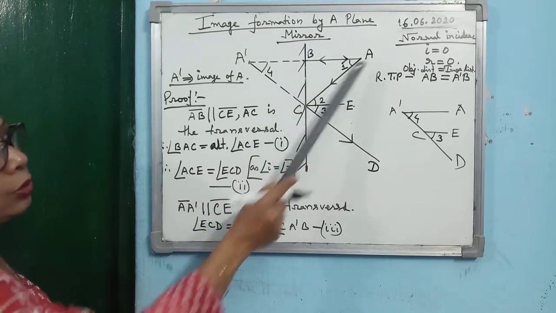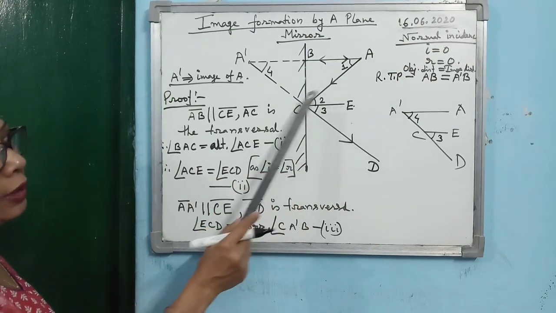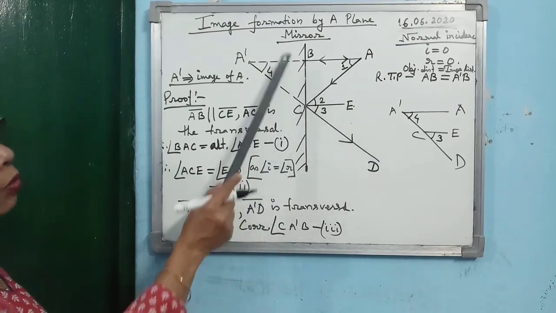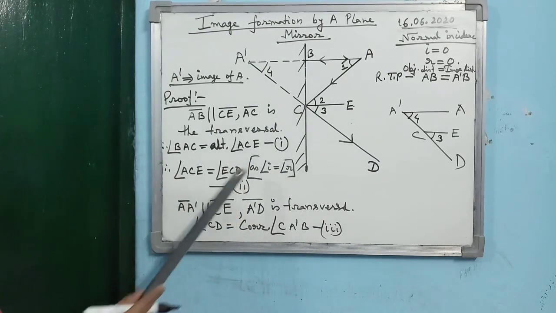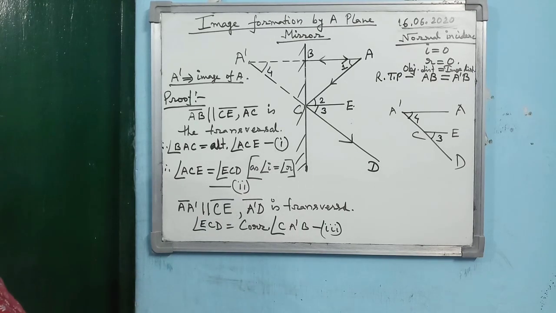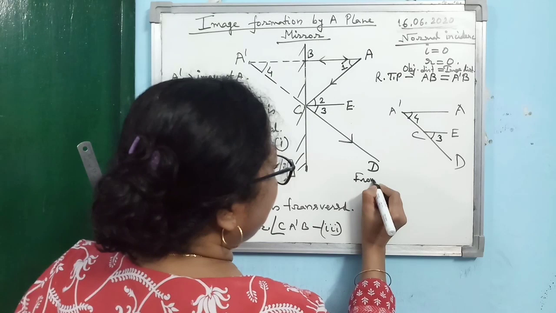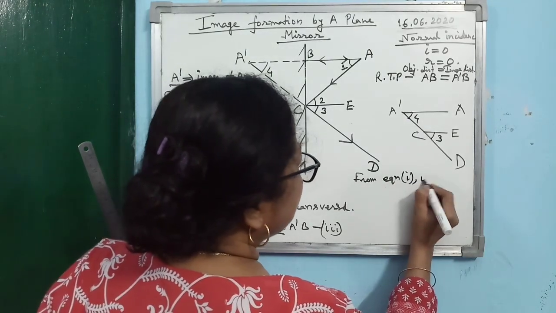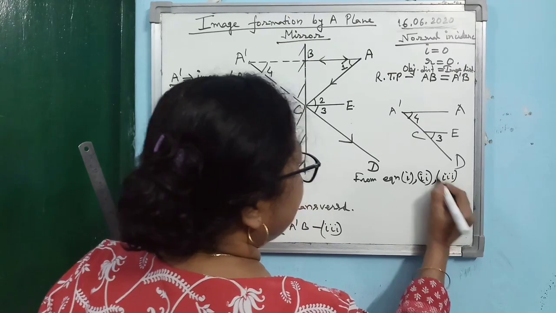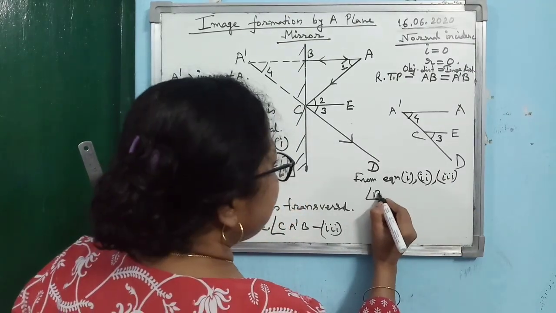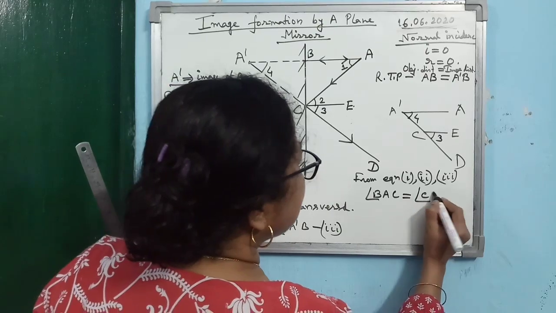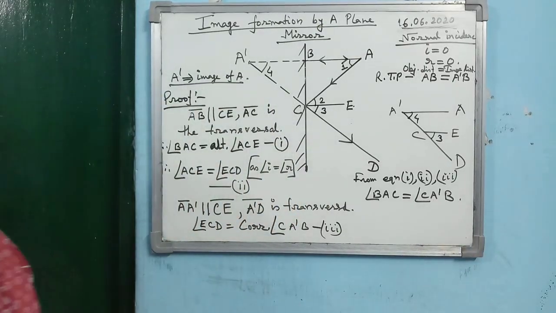Now look at the diagram. Angle BAC equals ACE, then ACE equals ECD, and now ECD equals CA dash B. So if you consider equations 1, 2 and 3, what can you write? That angle BAC equals CA dash B. So from equations 1, 2 and 3, one can write angle BAC equals angle CA dash B. I hope the mathematics is clear to everyone.